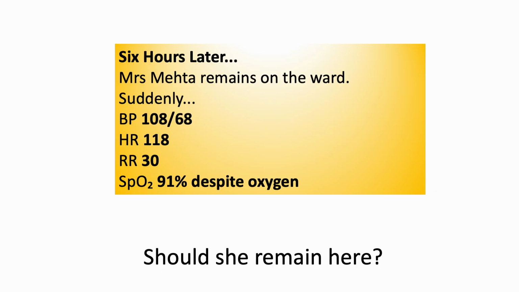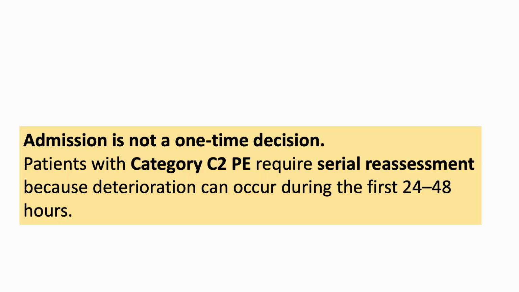So, coming back to our patient, 6 hours later, she's in the ward, and now her BP falls to 108 by 68, heart rate 118, respiratory rate higher. She's on oxygen, but her SpO2 is 91. Should she stay in the ward? She would probably move to the ICU. Why? Because admission is not a one-time decision. Remember, these patients with category C specifically will need serial reassessment because deterioration can occur within the first 24 to 48 hours and up to 72 hours according to the guideline.